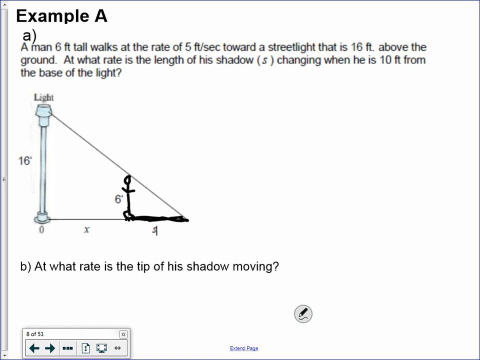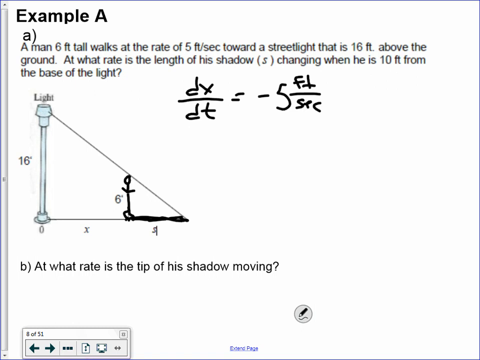Okay, so let's figure out what derivative they gave us. A man 6 feet tall walks at the rate of 5 feet per second toward a street light. What length is changing at 5 feet per second? Yeah, x. So that's dx dt. Now, do you think we should make dx dt positive 5 or negative 5? Negative, because x is decreasing. Good.